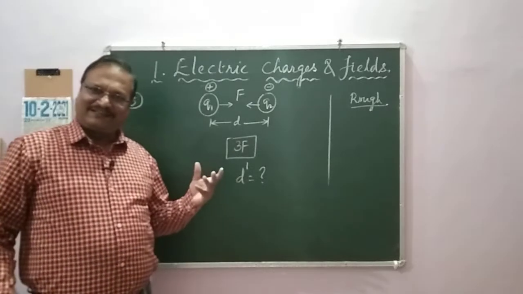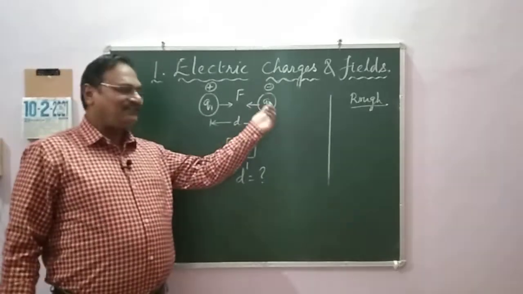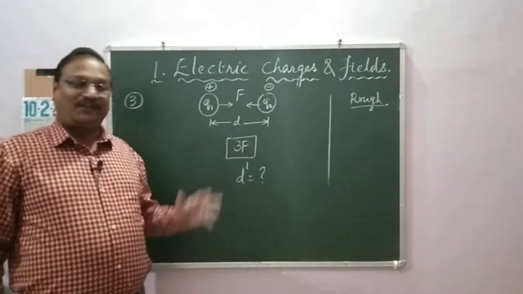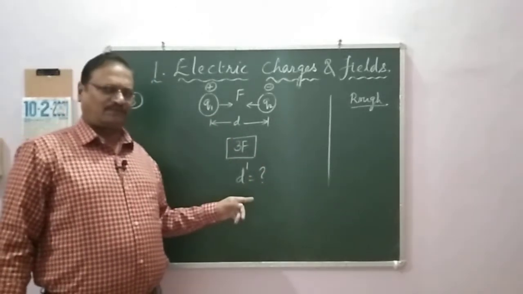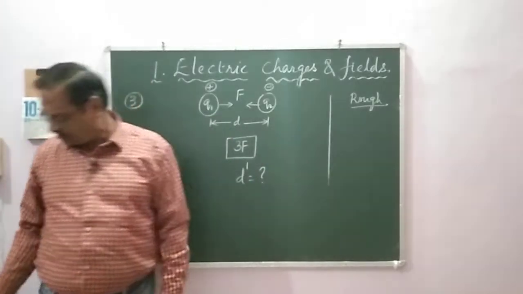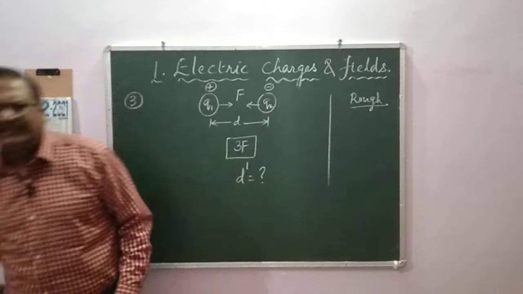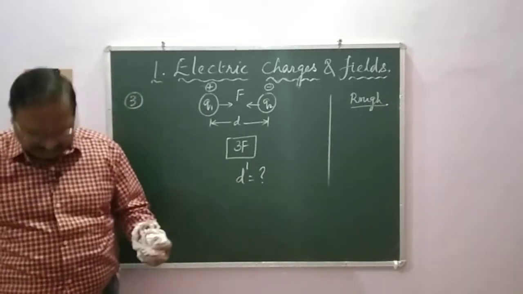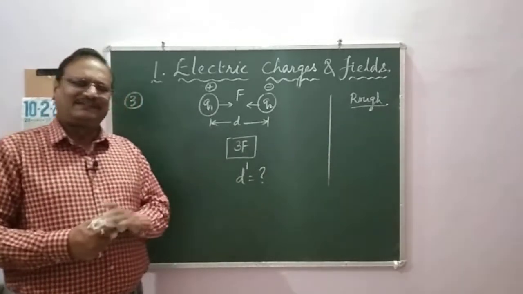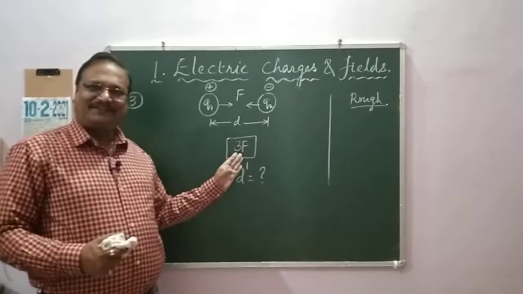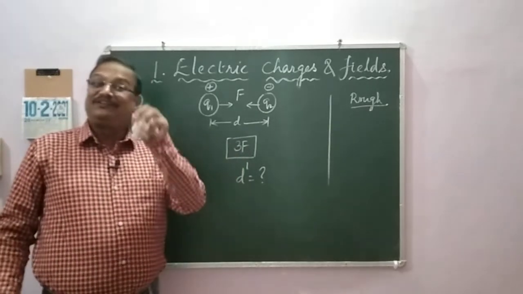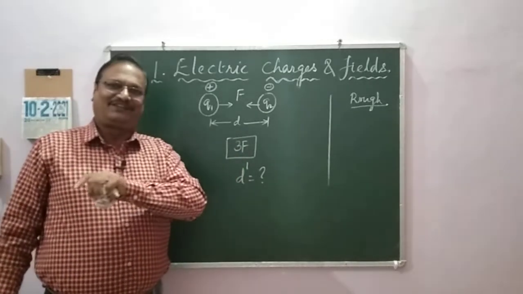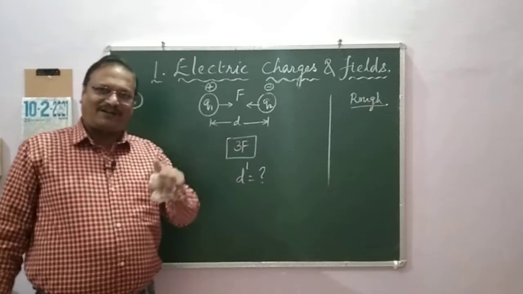You understand? Here charges are remaining the same and the force is to become 3 times. Then what should be the distance? Yeah, we will now find out. You should know theoretically, when the distance increases, then what will happen? The force will decrease. Why? Because of the inverse square law, that means 1 upon r square.